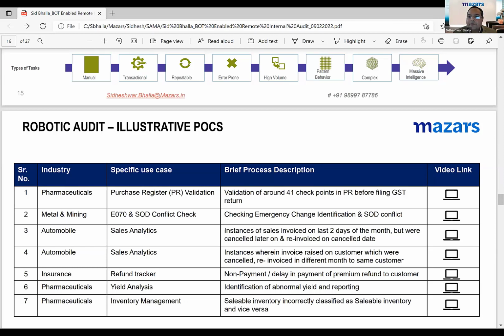So I will have to now, you can see the PPT, right? I'm just confirming that the PPT is back visible. No? Yes, the robotic audit PPT, yeah. Yes.